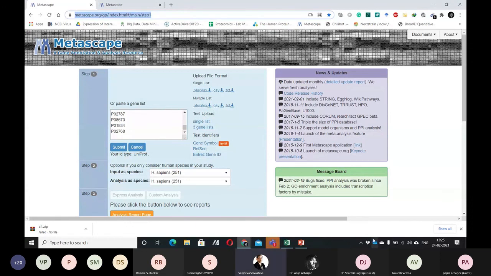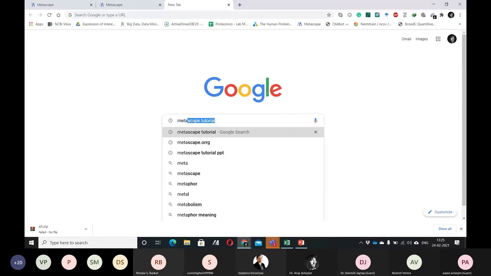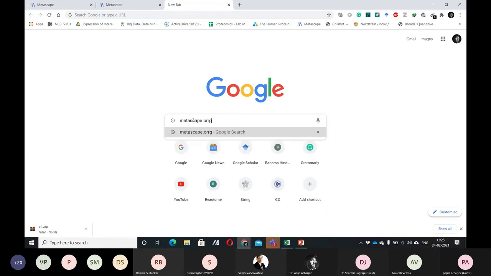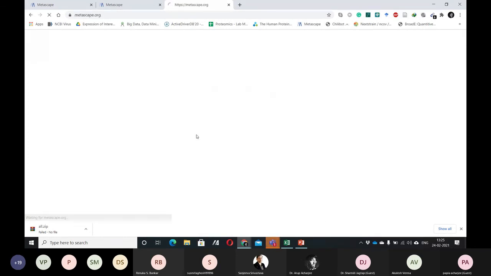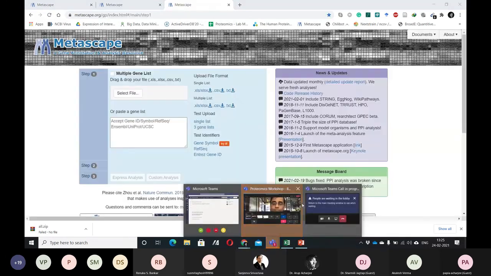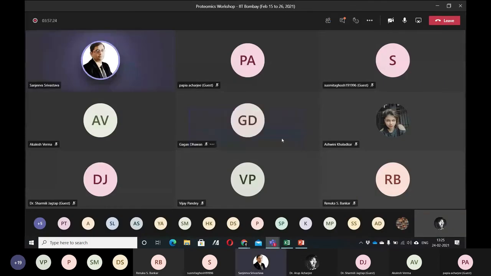I'm just dropping the link. So this is the website that you can go to: just go to Google and search metascape.org. Can anyone from the team just do that? Yes, I'm asking others to do that.